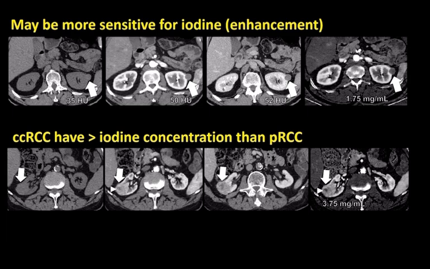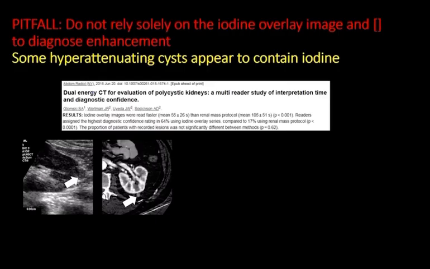Other authors have investigated the ability of iodine overlay images and iodine concentration to differentiate between clear cell and papillary renal cell carcinoma, and we can see on the bottom panel an avidly enhancing mass in the right kidney, which shows a very high iodine concentration, much higher than on the top panel, and this was diagnosed as a clear cell renal cell carcinoma after partial nephrectomy.